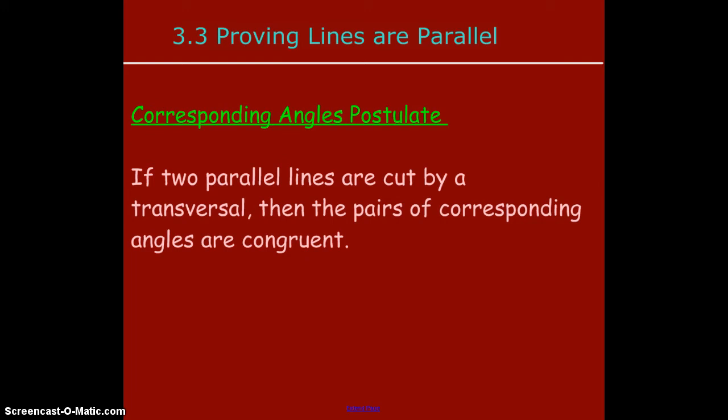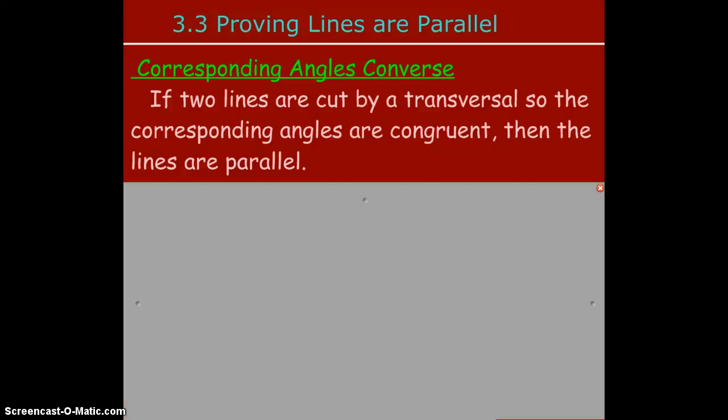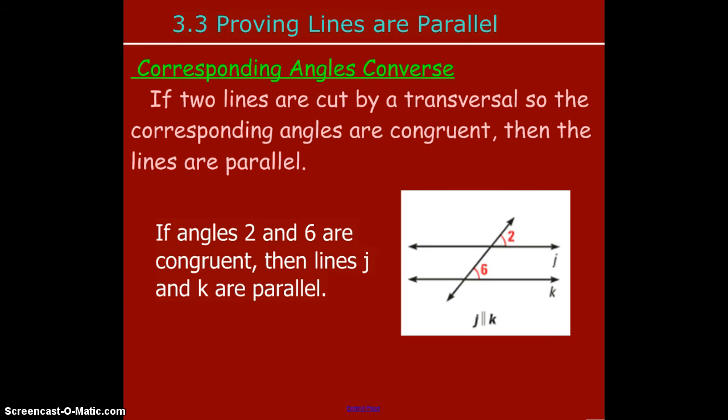We know the corresponding angles postulate says, if two parallel lines are cut by a transversal, then the pairs of corresponding angles are congruent. But now we could use the converse in order to prove the reverse. If two lines are cut by a transversal and the corresponding angles are congruent, then the lines are parallel. Take a look at the picture. If angles 2 and 6 are congruent, then lines J and K are parallel to each other.